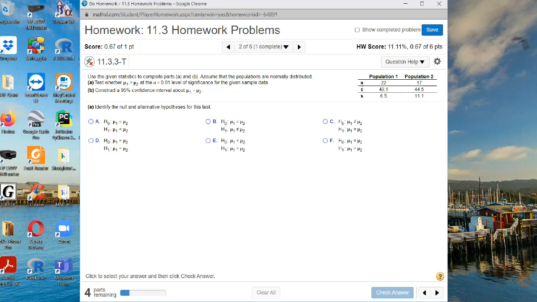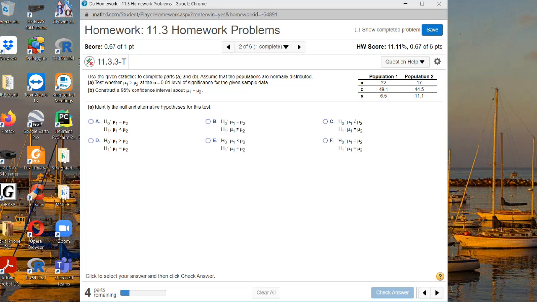So the first question that came in was about homework 11.3, question number 2 on the homework. They give you these summary stats. They don't give you the raw data, and they want you to do both a hypothesis test. It's a one-sided hypothesis test because of the presence of the greater than. And they also want you to do a confidence interval.